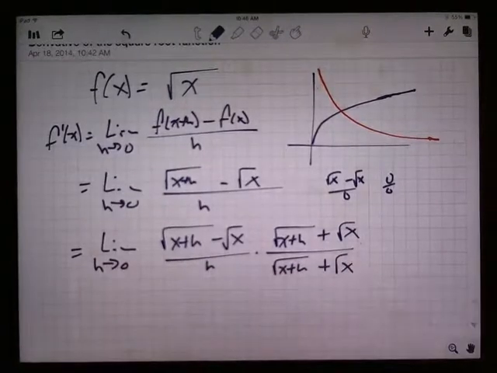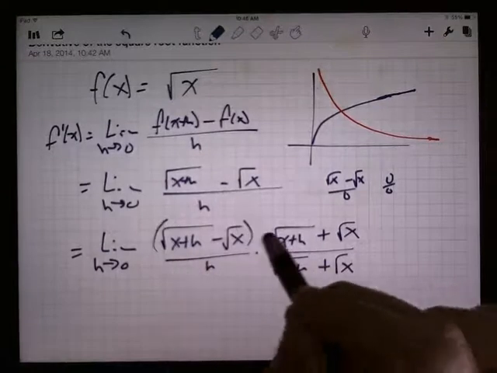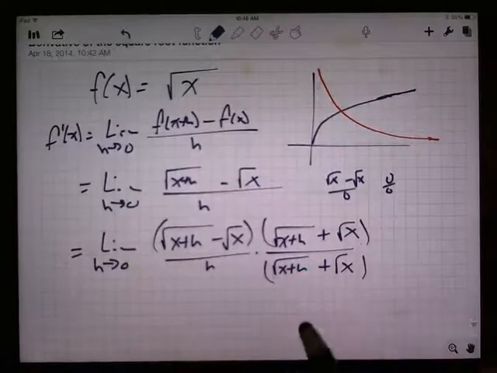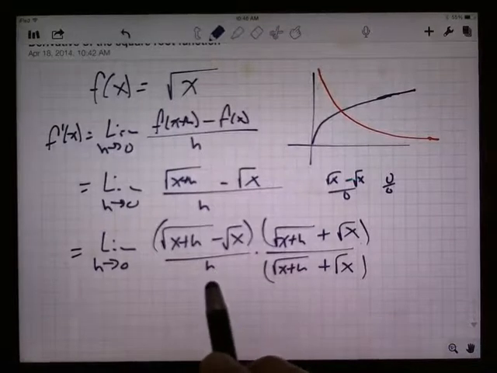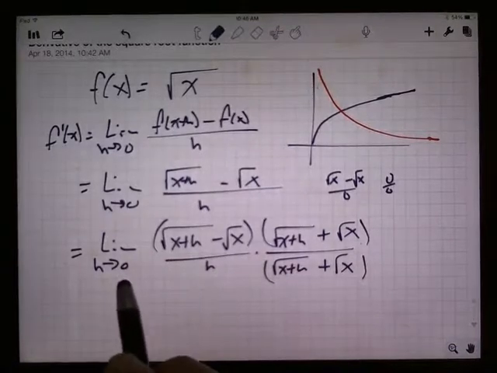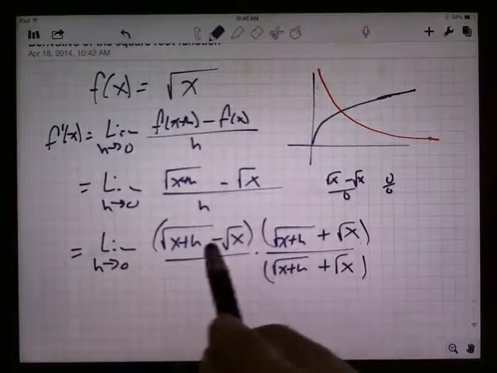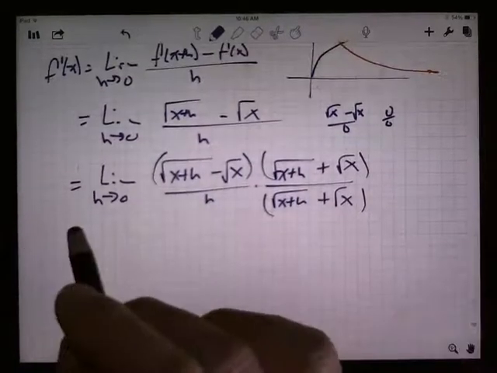Okay. So I'm going to multiply the tops together here, and I'm going to multiply the bottom. The bottom I'm going to leave factored because I already can see that h is the h I'm trying to cancel out, right? That's the factor of 0 on the bottom. I'm just looking for a factor of h on the top. Let's see what happens here.